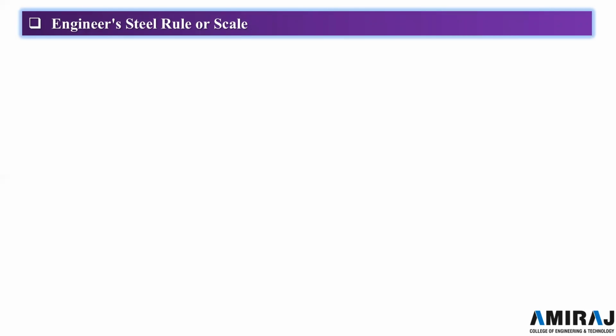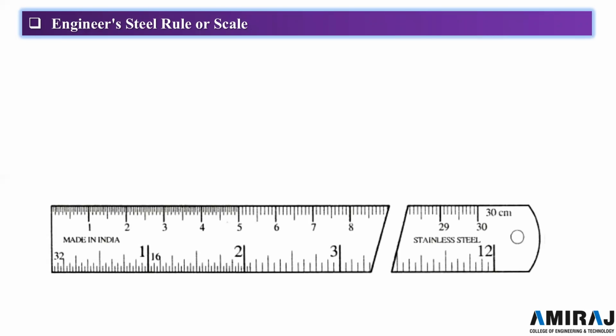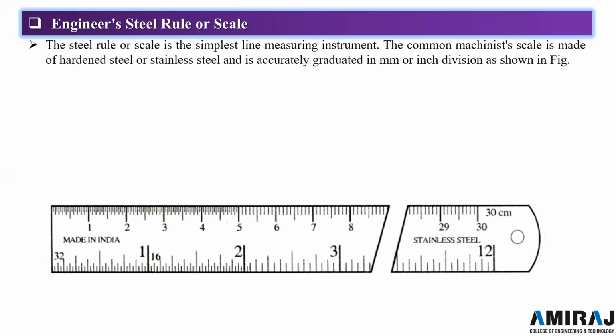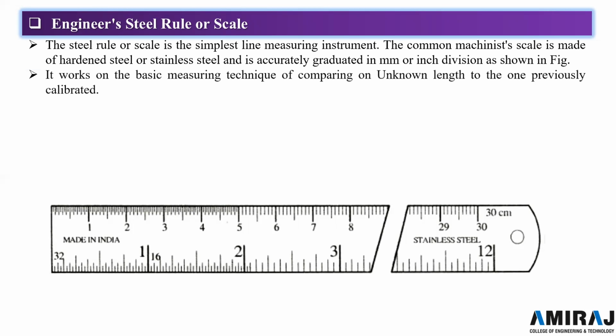First, we will see what is the engineering steel rule or scale. As you all know, this is one sample. You have used it. The steel rule or scale is the simplest line measuring instrument. The common machinist scale is made of hardened steel or stainless steel and is accurately graduated in millimeter or inch divisions. It works on the basic measuring technique of comparing an unknown length to a previously calibrated one.